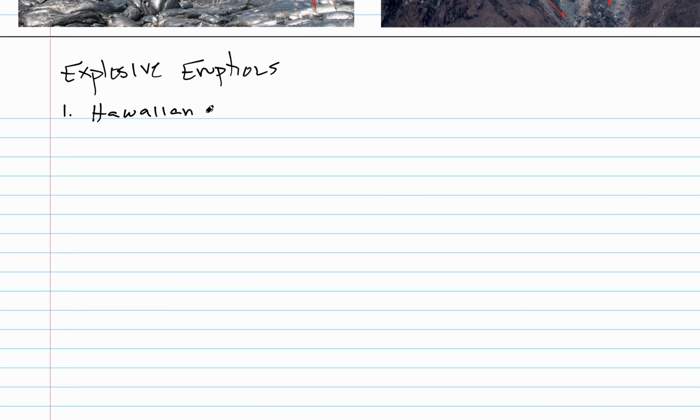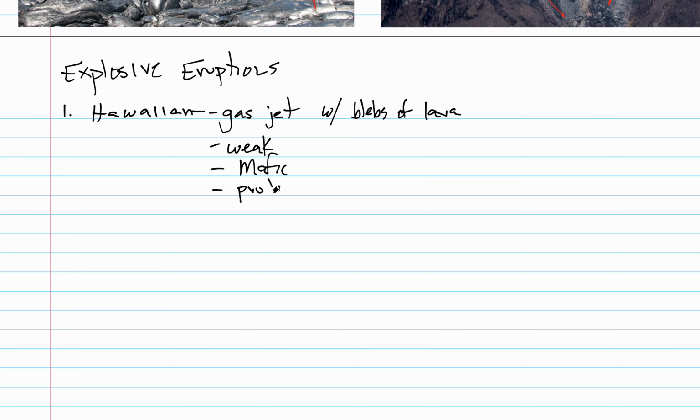The Hawaiian eruption style is a gas jet. It's actually like 99% of it is essentially gas with blebs of lava, molten lava spewing out. These tend to be weak. They tend to not be very explosive. They're associated with mafic compositions. And when they do erupt, they produce ash and spatter.